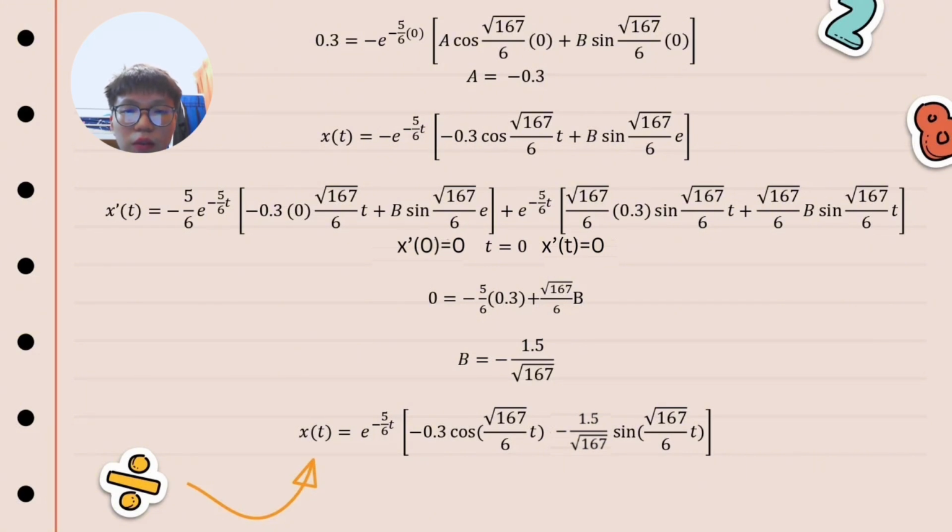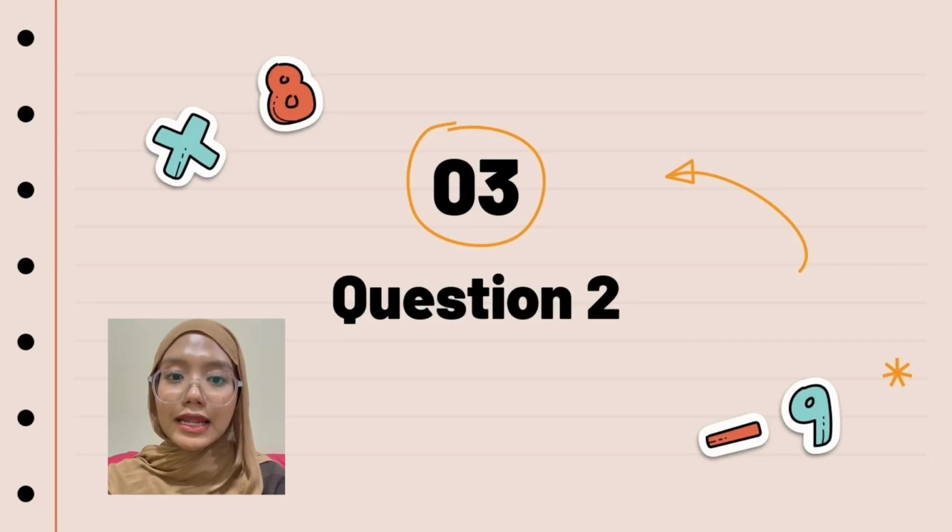Then lastly, we substitute a and b back into the general solution. Then we can find that x(t) = e^(-5t/6) (0.3 cos(√167 t/6) - (1.5/√167) sin(√167 t/6)). That's all from me. Thank you. Next, we move to question 2.